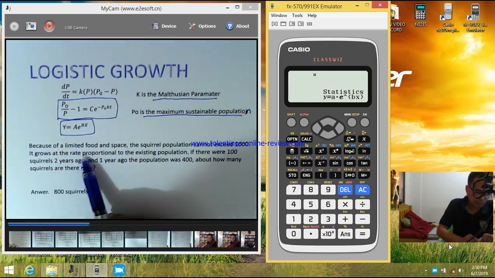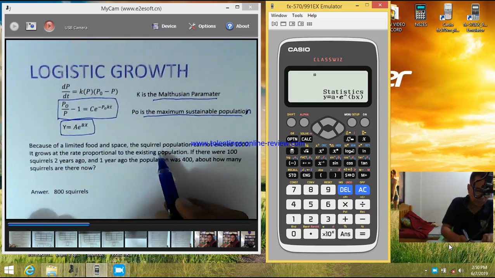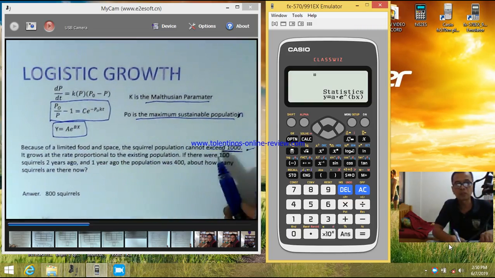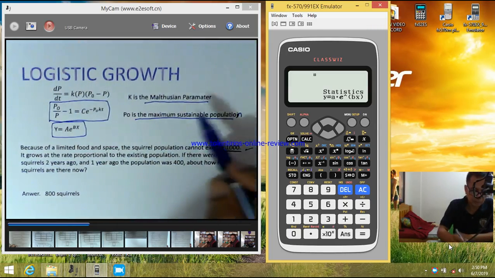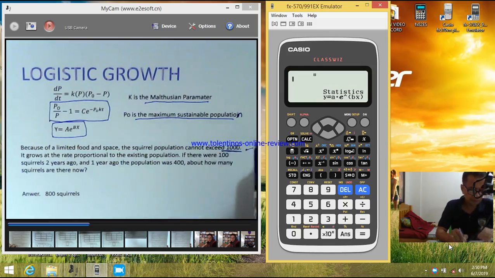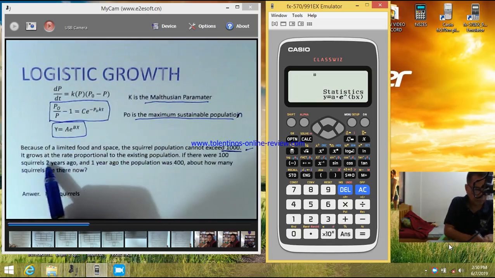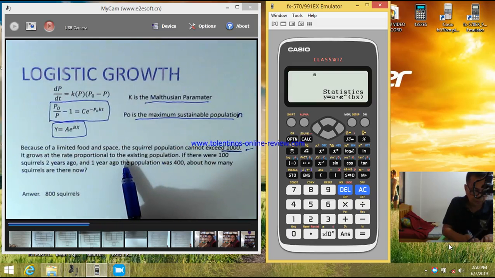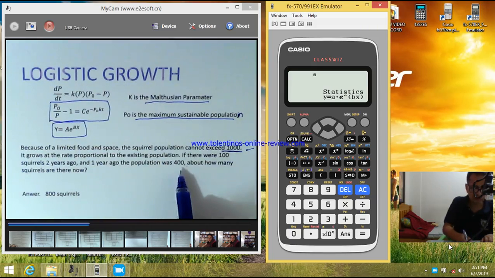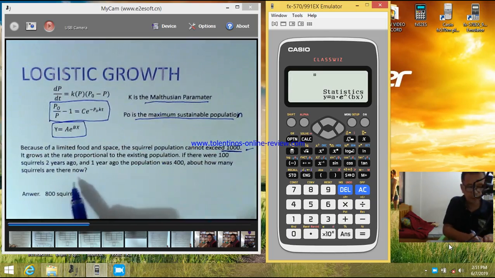Because of limited food and space, the squirrel population cannot exceed 1,000. So obviously this will now be a logistic growth because there is a maximum sustainable population. It grows at a rate proportional to the existing population. If there were 100 squirrels 2 years ago and 1 year ago the population was 400, about how many squirrels are there now?